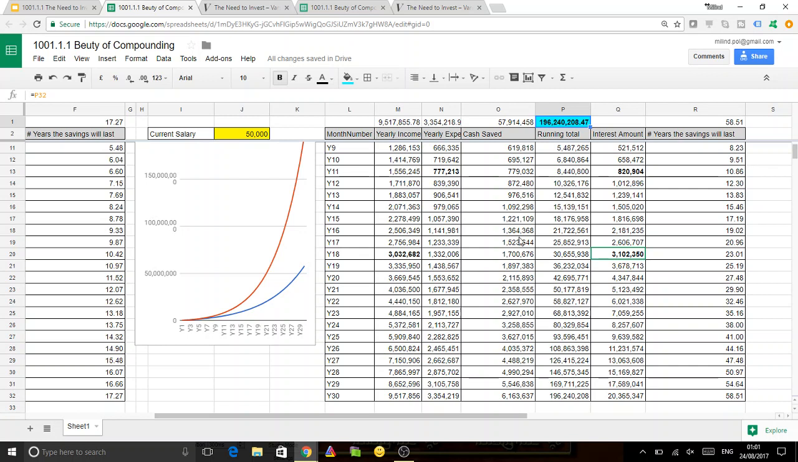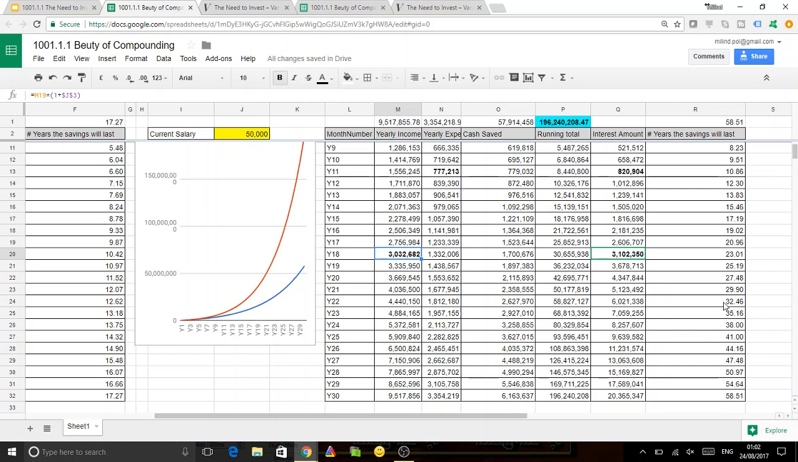And if you look at it in a little bit of granularity, by year 11, your interest amount is going to be higher than the expenses that you are going to have year on year. That's the beauty of compounding. So after 11 years, probably more than the whole of your salary is going back into your investment, and the interest on your investment is going to be paying for all your expenses. By year 18, your interest earning is going to be more than your yearly income, which is growing 10% every year.